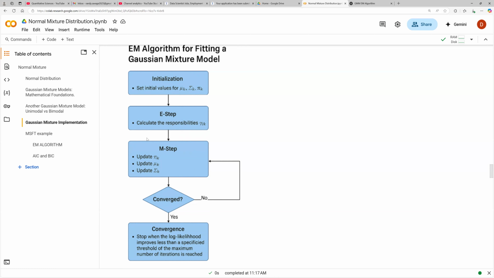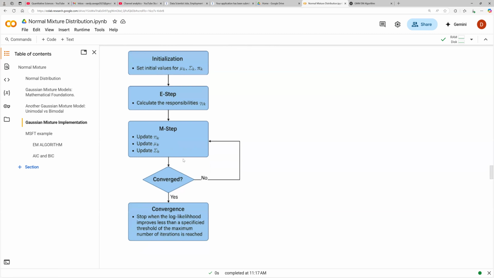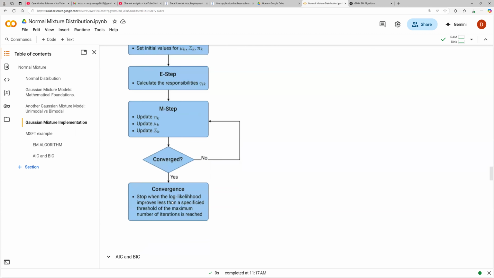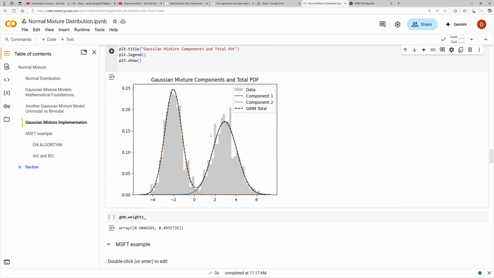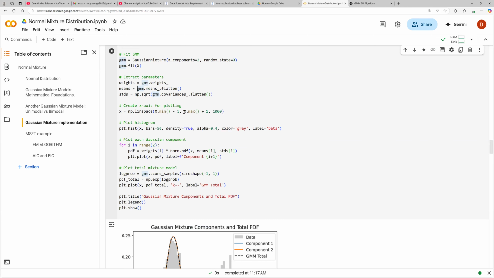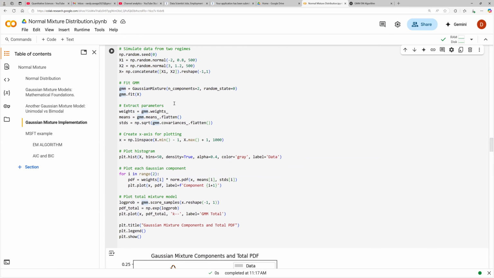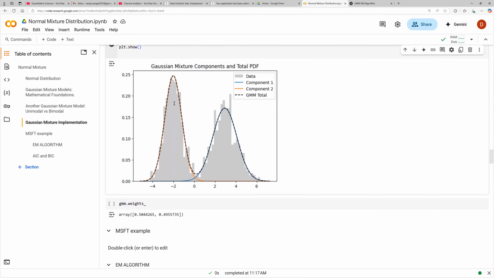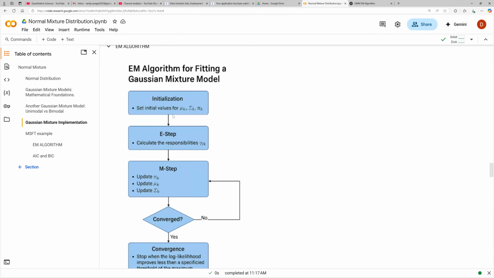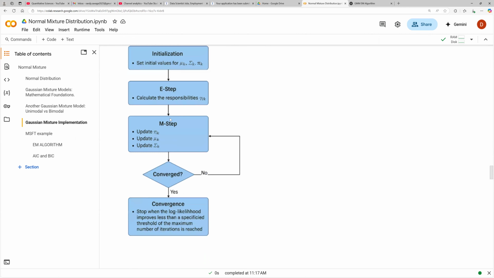The M step updates each of these parameters, and there's some type of convergence criteria. It stops when the log likelihood improves less than a specified threshold or the maximum number of iterations is reached. So that's a brief description of what the EM algorithm is doing behind the scenes in this GMM function. I'm not going to go too deep into the EM algorithm. I think I'll be giving that in another video. This was basically a quick overview.